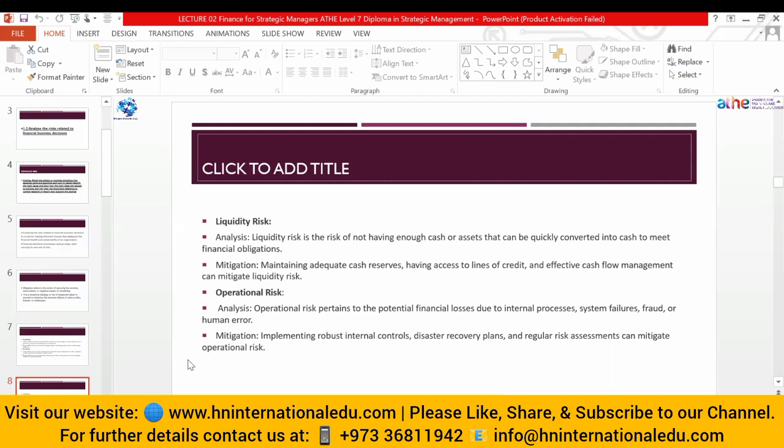Mitigation: implementing robust internal controls. That is, your management is quite vigilant with each and everything. Disaster recovery plans. That is a mitigation plan if something happens, because natural calamities also occur all the time. So we need to be prepared for it. And regular risk assessments can mitigate operational risk, that is, check and balance of different machineries, assets in the company, and even the systems too. After every month, we can have a regular checkup of the systems, of the internet connections, and different softwares.